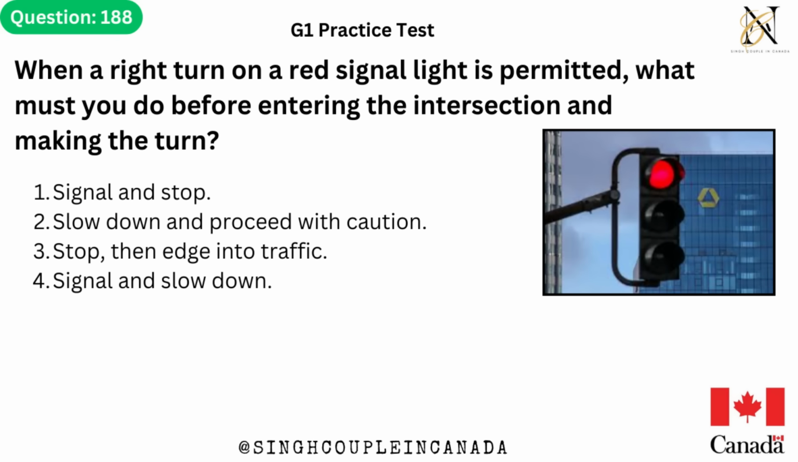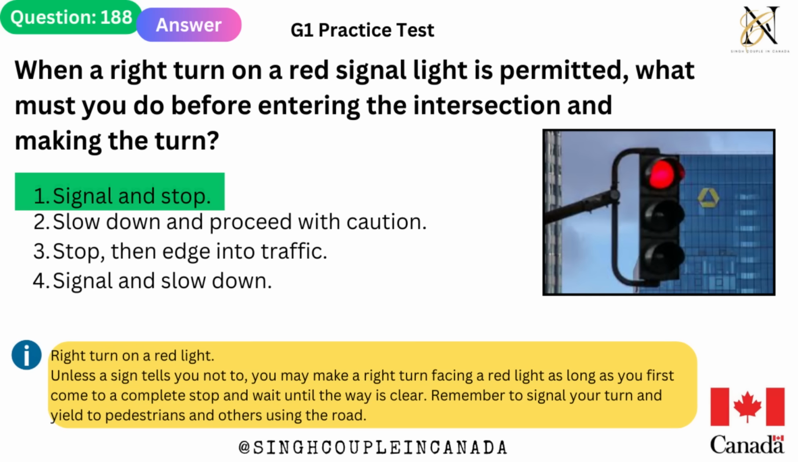When a right turn on a red signal light is permitted, what must you do before entering the intersection and making the turn? 1. Signal and stop. 2. Slow down and proceed with caution. 3. Stop, then edge into traffic. 4. Signal and slow down. The answer is 1. Signal and stop.